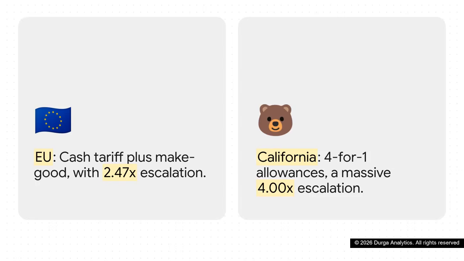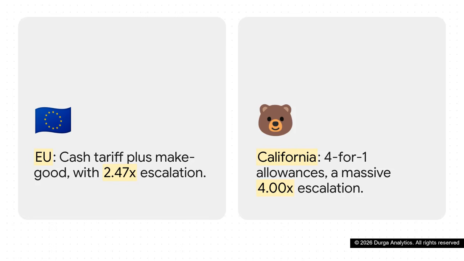Missing that gate is catastrophic, though it looks a bit different depending on your jurisdiction. Miss the gate in the EU? They hit you with a massive cash penalty, plus a make-good requirement to still surrender the allowances anyway. So a missed gate effectively costs you about 2.47 times the cost of just buying the units on time.